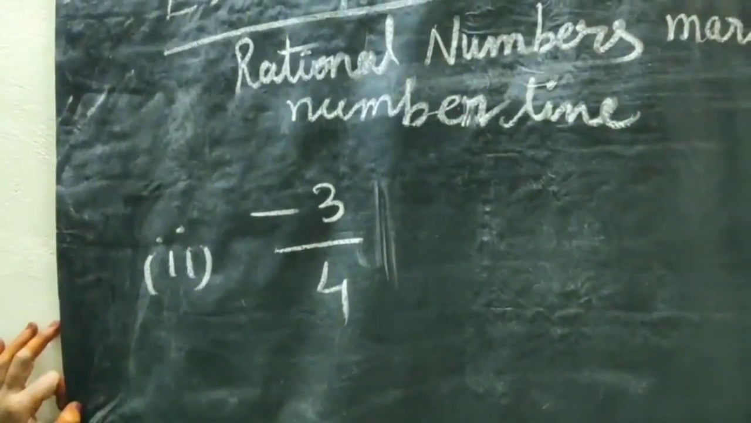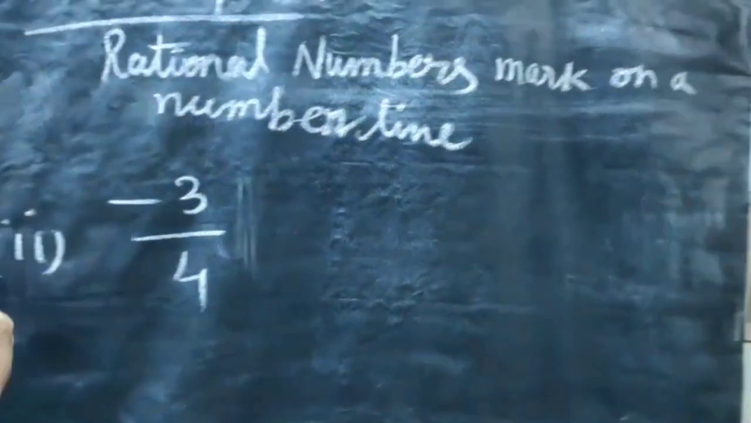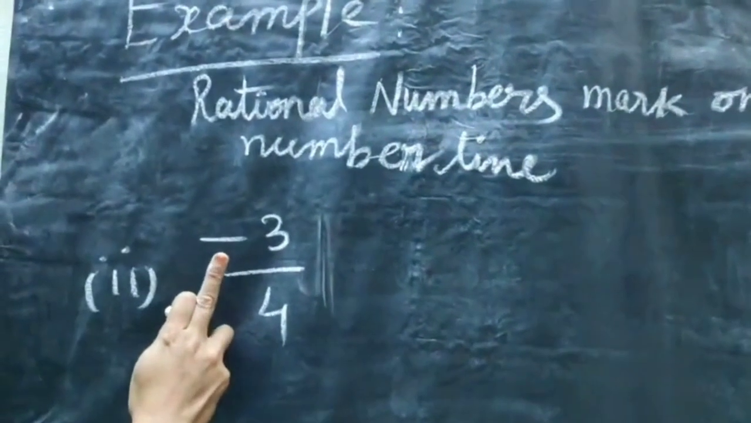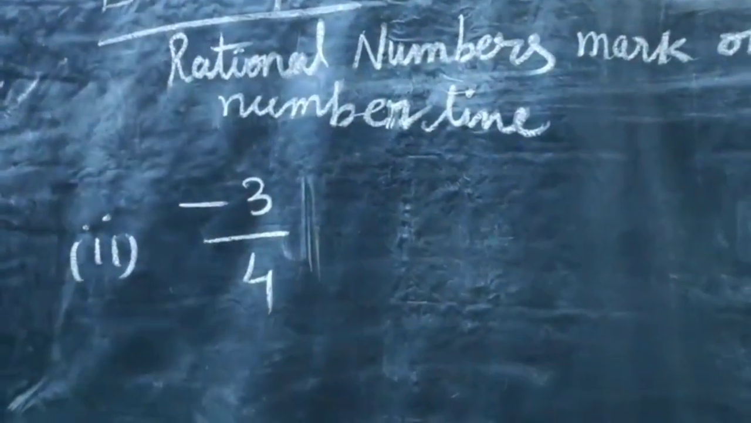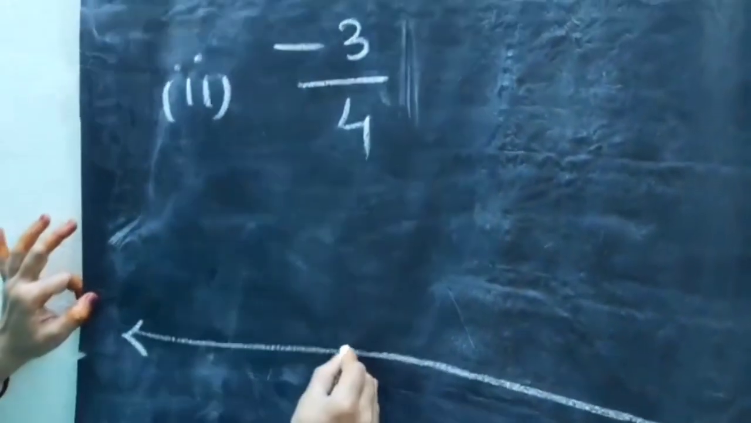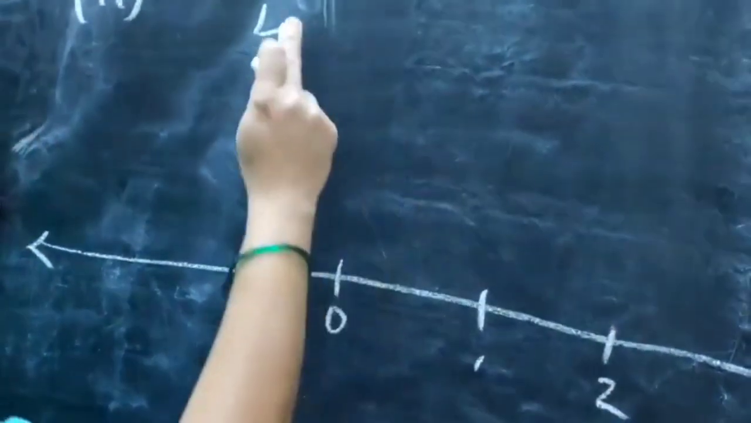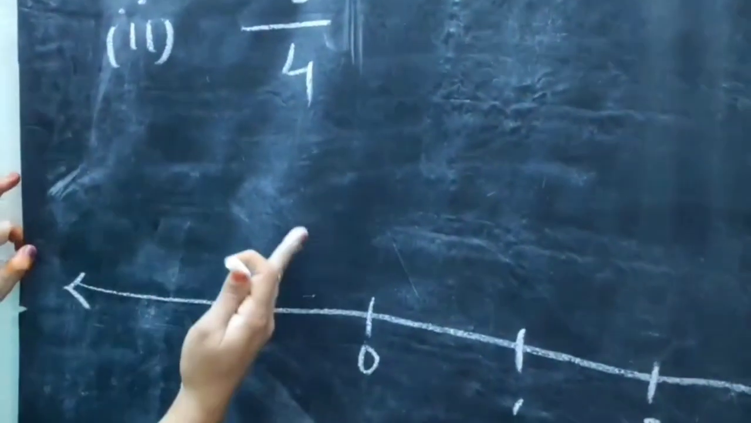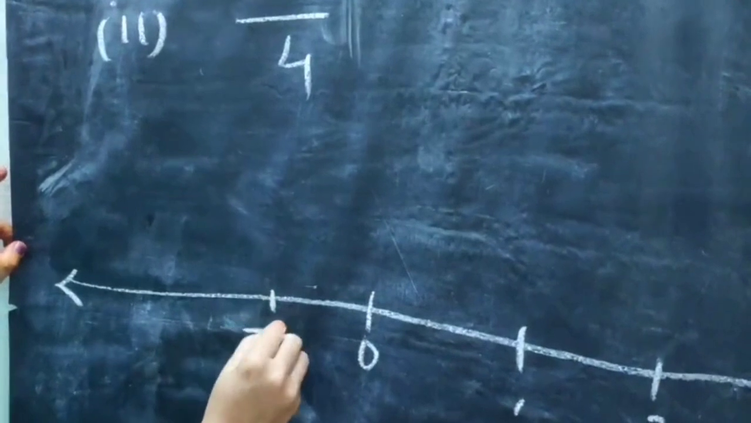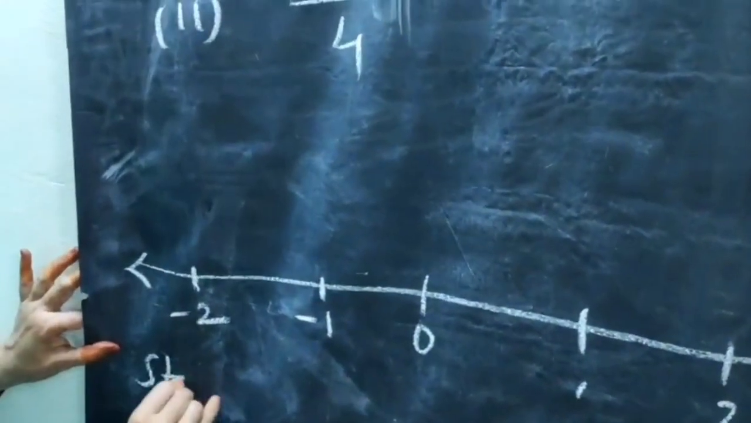Mark the fraction numbers on a number line. Negative fraction number. Before, the sum was plus 3 by 4. Now I have to mark minus 3 by 4 on a number line. First step, what is the step? You write 0, 1, 2. Now we want to mark the number on the left side only. On the left side, all are negative integers: minus 1, minus 2.